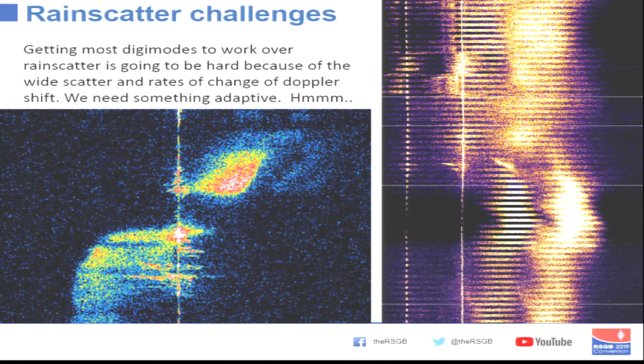So if you look at Rainscatter, it's doing all that sort of stuff. That's about 40 minutes of transmission. It's almost like a 3-dimensional sort of thing that you're seeing as the rainstorms come through. So imagine trying to tell your digimode program how to decode that.